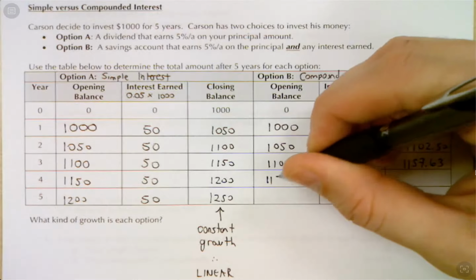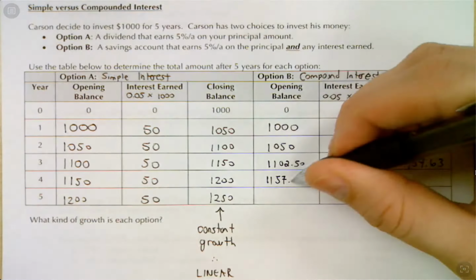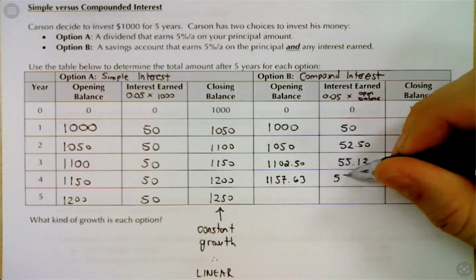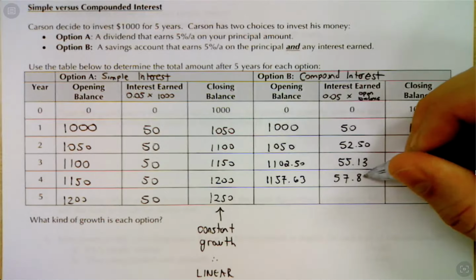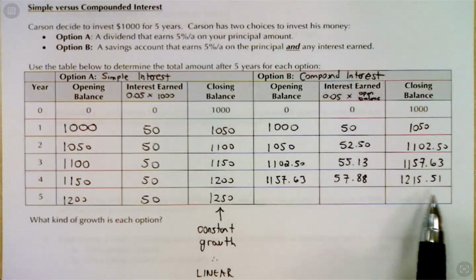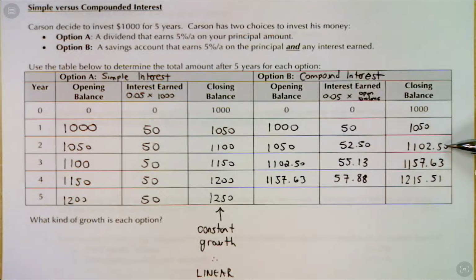All right, so now we start with $1,157.63. So there's an extra $7.63 in the account now. The next interest is $57.88. And $1,215.51. Now we've got $15.51 more. As you can see, this amount's creeping up. The difference was $2. Now it's $7. Now it's $15. That amount is growing, and it's growing at a growing rate.